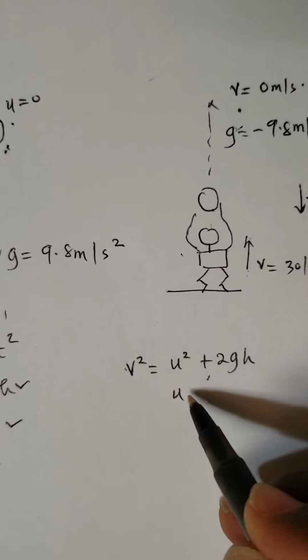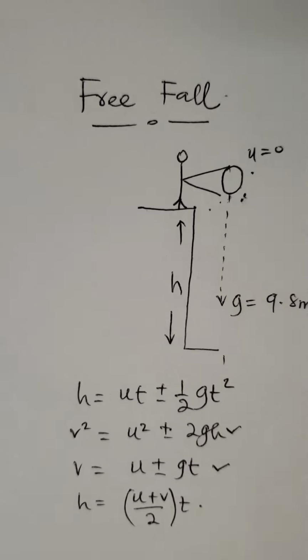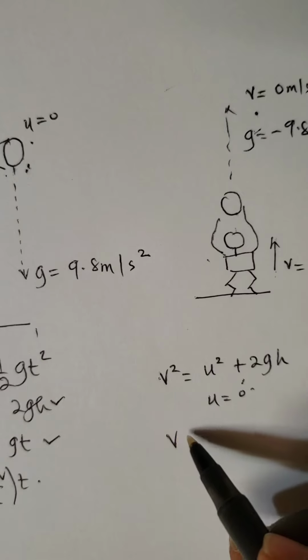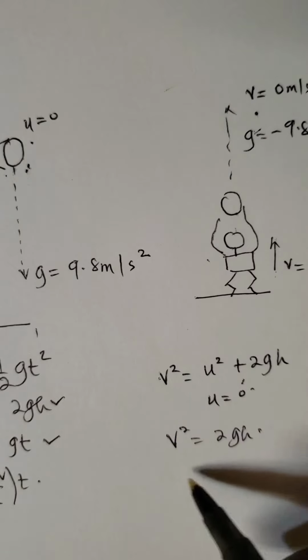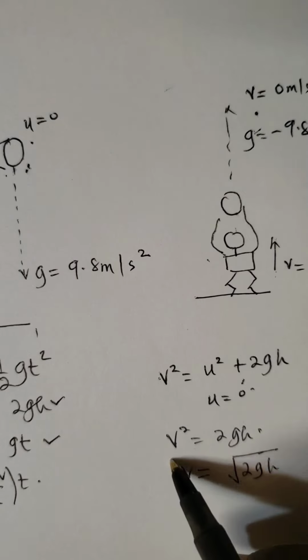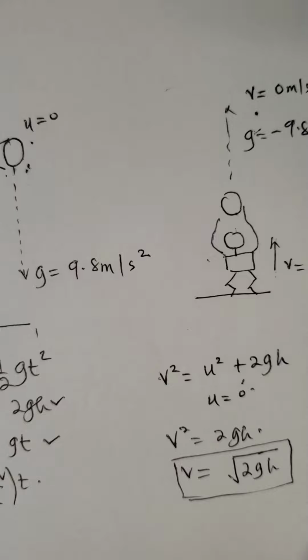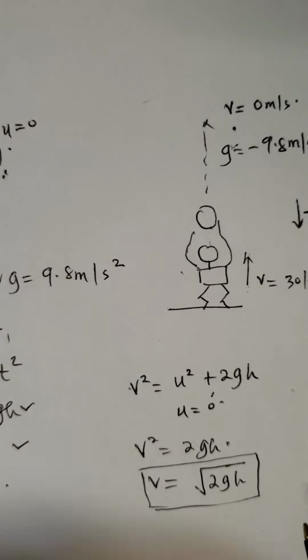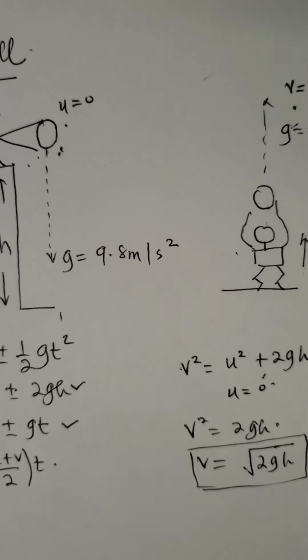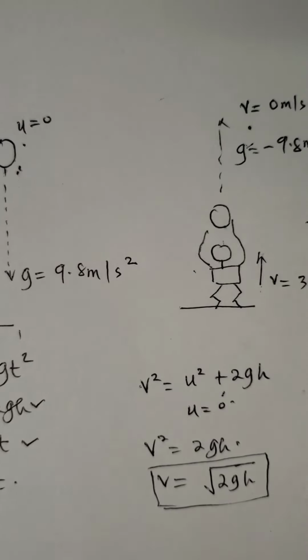Now, u is equal to 0. From this diagram, we can see that u here is 0. So if u is 0 here, we can see that v squared is equal to 2gh. So we can make v the subject of the formula to give us v equals the square root of 2gh. So this is one way of finding the final velocity of this object falling freely from a height. That is to say, this equation will be very handy when the height is known. So we can calculate v, and g we know is always constant.